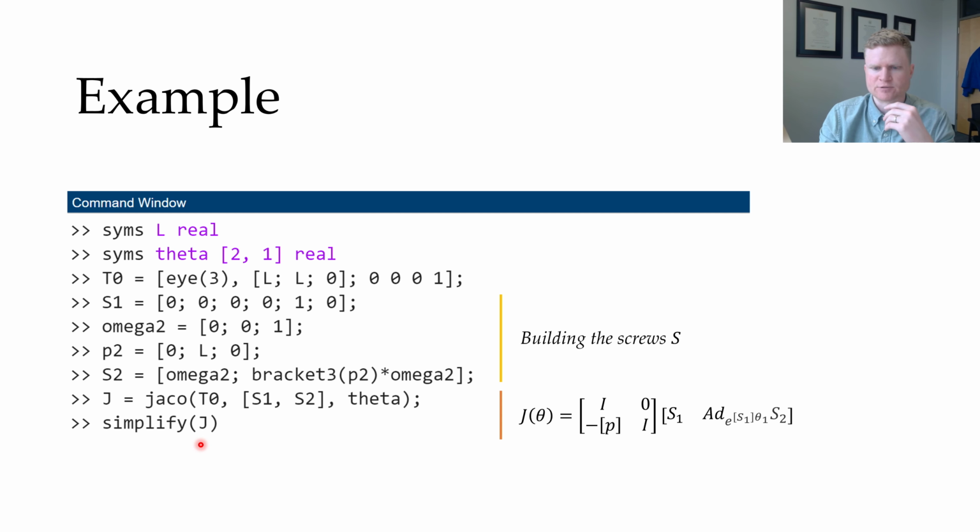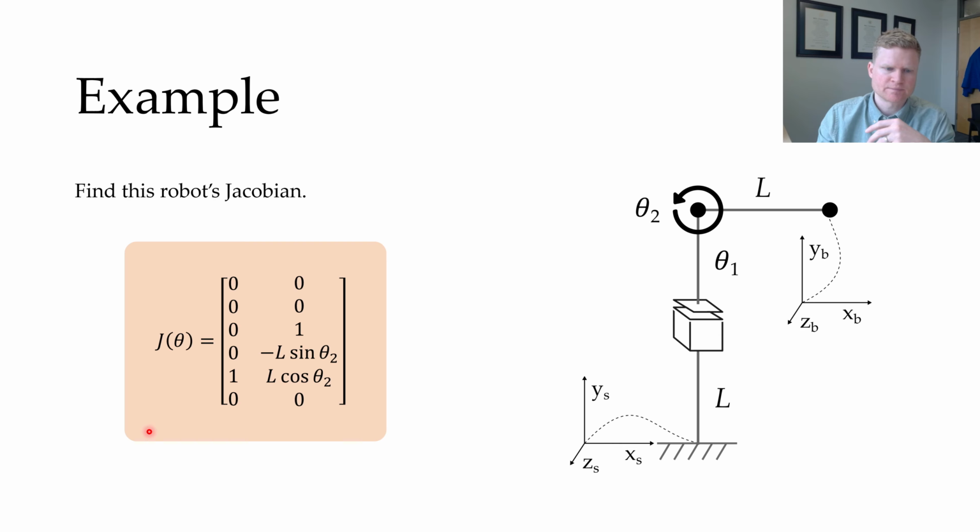If you run the script yourself, you should get the following answer. So I get a Jacobian, and let's first talk about the dimensions. Now this Jacobian is a 6x2 matrix, and that makes sense because if I look at my robot, it's got two different joints. So I should have a 6xn, or in this case, 6x2 matrix.